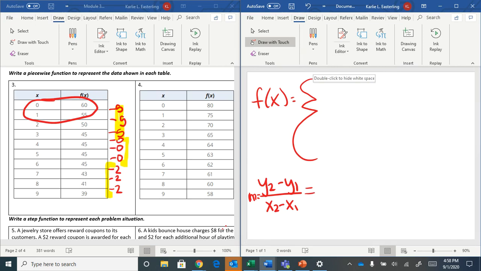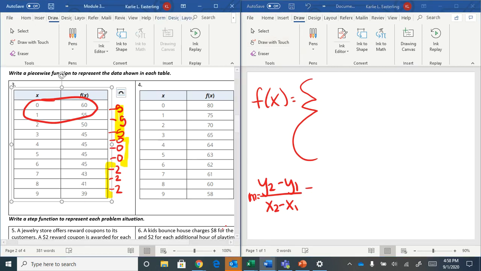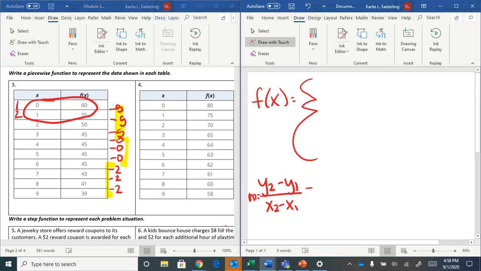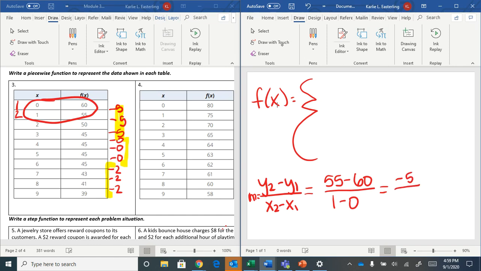There we go. So our y2 here, so we're looking at the points in the order of this is our first point and that's our second point. So our second point for our y values, that's 55, and our first point y value is at 60. And then we have our first x value and our second x value. So we would have 55 minus 60, and that's going to give us that -5, and then we'll have 1 minus 0, which gives us 1. So our slope here is -5.